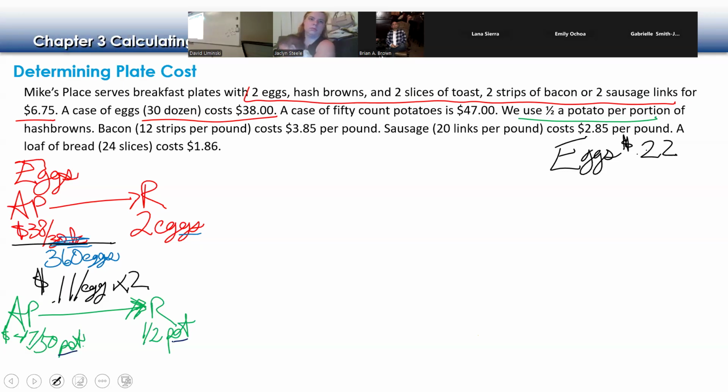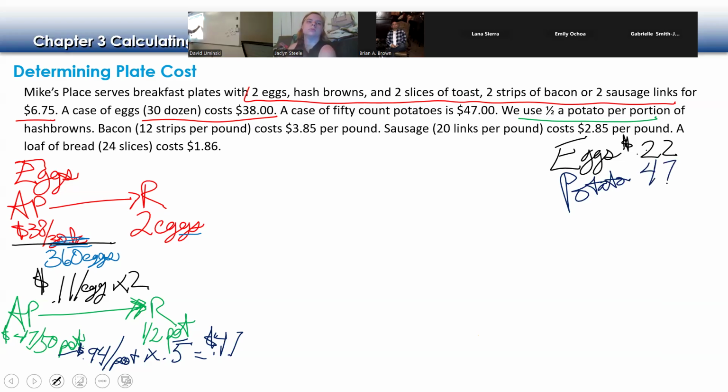Okay. So now all I have to do is get the cost of one potato so I can figure out what my recipe cost is. $47 divided by 50 is 94 cents per potato. And I'm going to multiply that by 0.5, right? Because that's half of a potato. And I get 47 cents. So my potatoes is 47 cents.